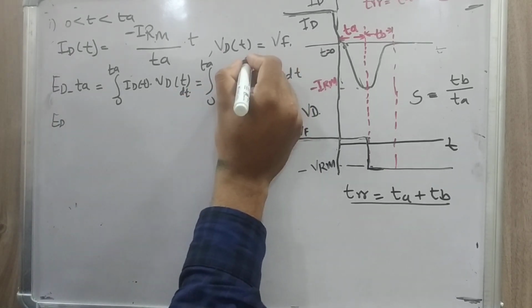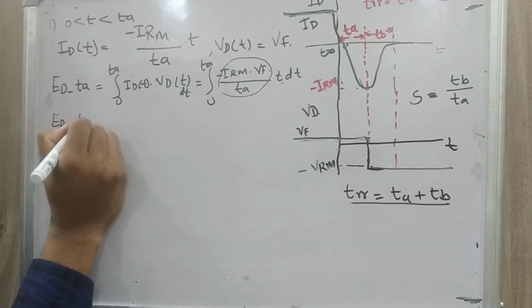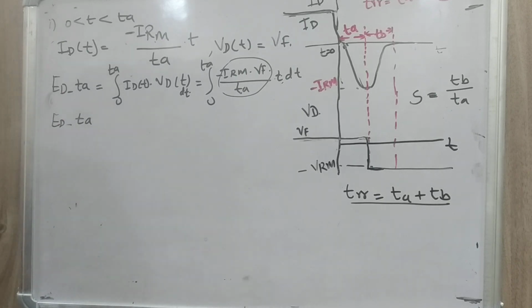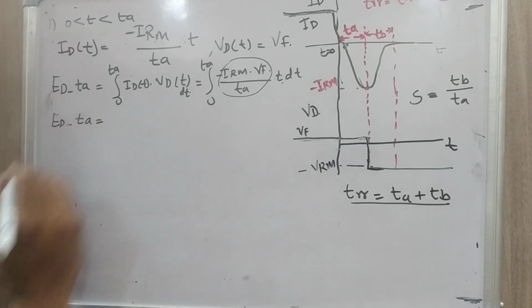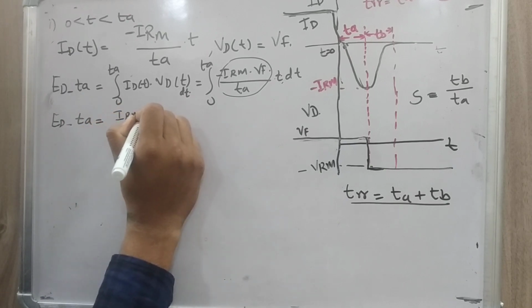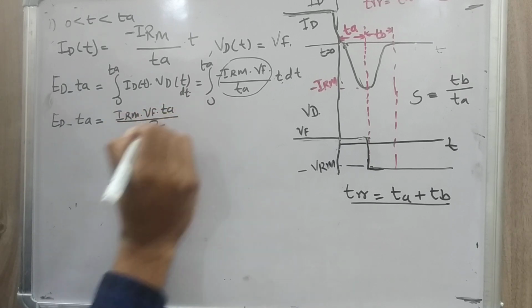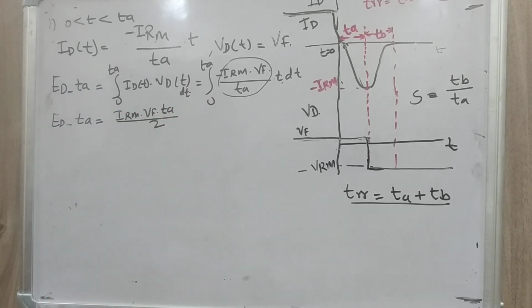Now if you solve this, these are basically constant terms, and t is the only variable. I will not solve this because it will take some time, even though it is short, but you can calculate that. It is just mathematical steps. So you will get IRM into VF into TA divided by 2.